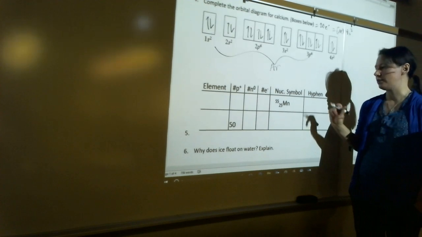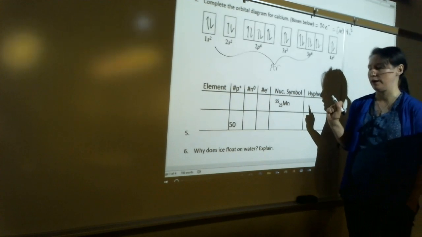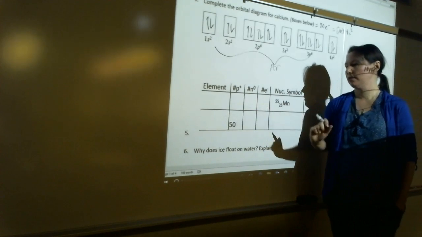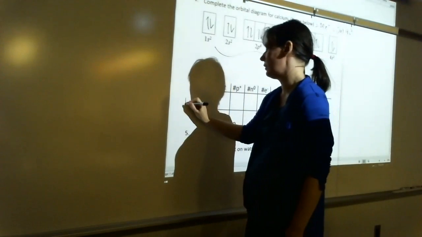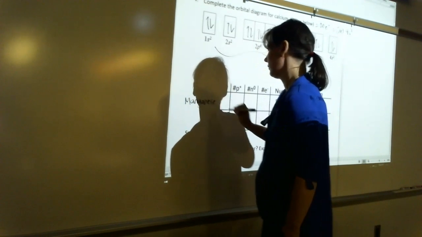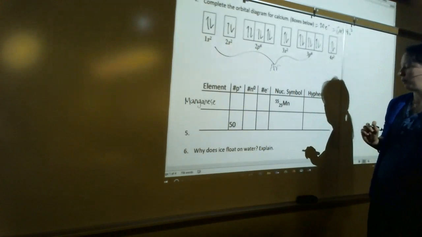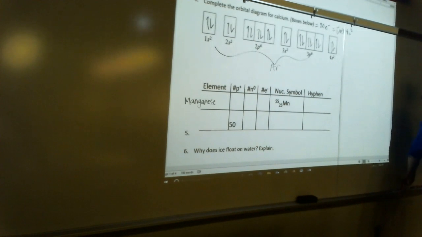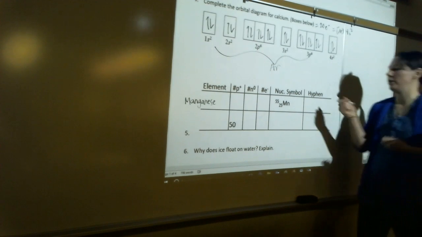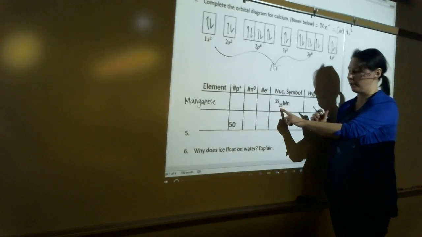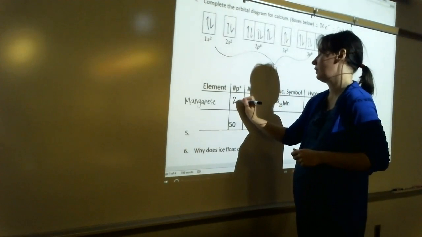All right, let's fill out this chart. This is something we did at the very beginning of the semester. What element is Mn? Manganese. Okay, how many protons does it have? How many? 25, right. I couldn't really hear you. How do you know? The top number, the bottom number? This is always the atomic number, so that's 25.